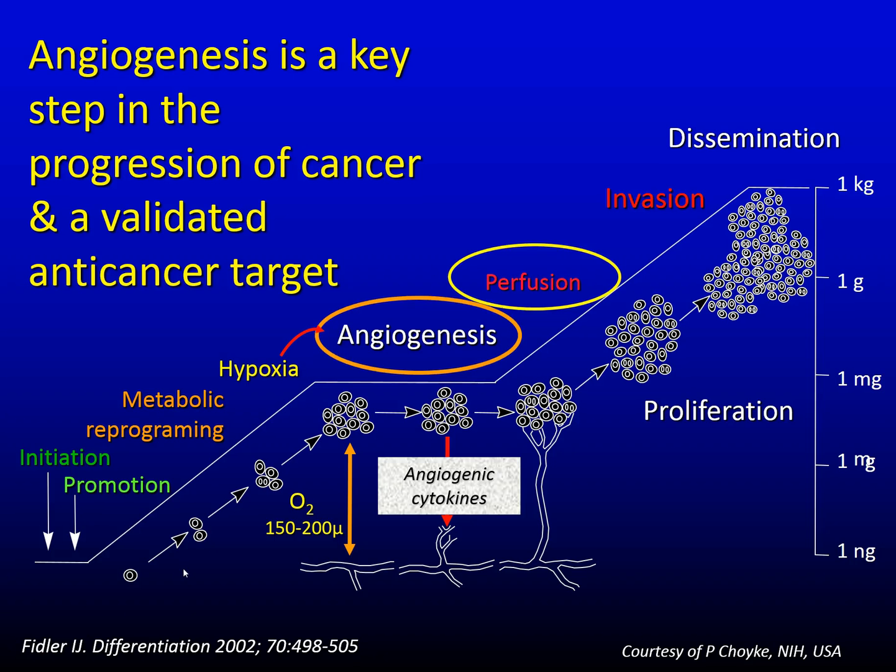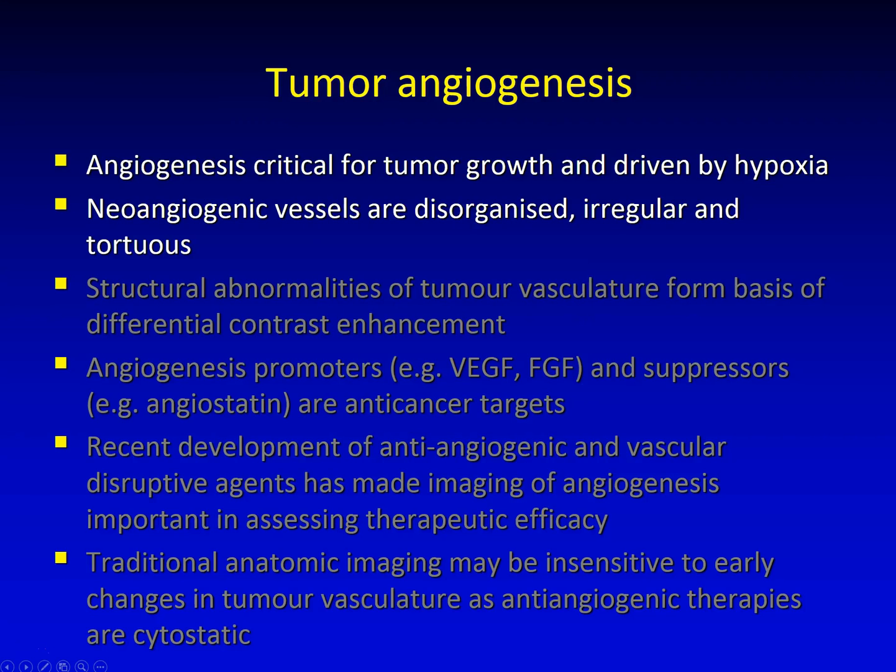Now we know that angiogenesis is a key step in the progression of cancer. Angiogenesis is incited by tumor hypoxia, and angiogenesis leads to hyperperfusion of tumors, which in turn leads to proliferative signals that eventually lead to tumor invasion and tumor dissemination. Angiogenic vessels are therefore critical for tumor growth and are driven by hypoxia.